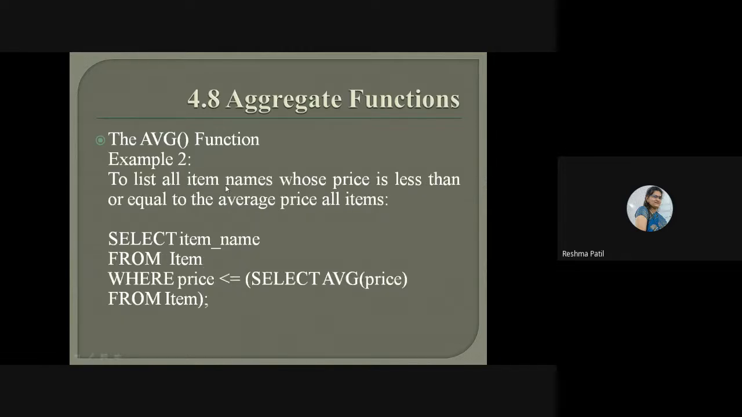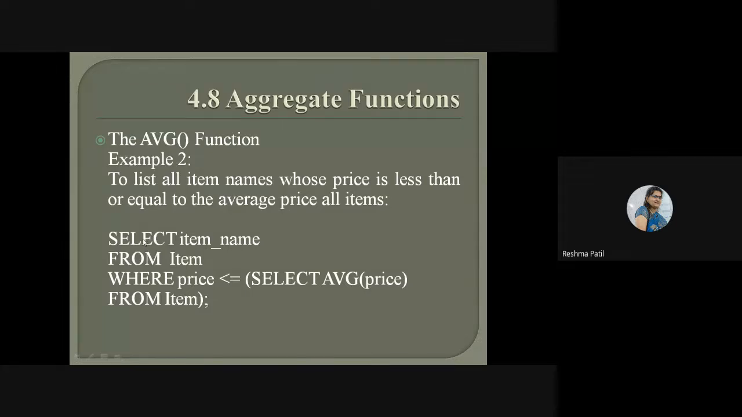Another example, to list all the item names whose price is less than or equal to the average price of all items. Here, if you want to check the average price of all items, you will use the average aggregate function, and compare that result with the price of each item. That particular item's price should be less than or equal to the average price of all items. That item name you have to show here.